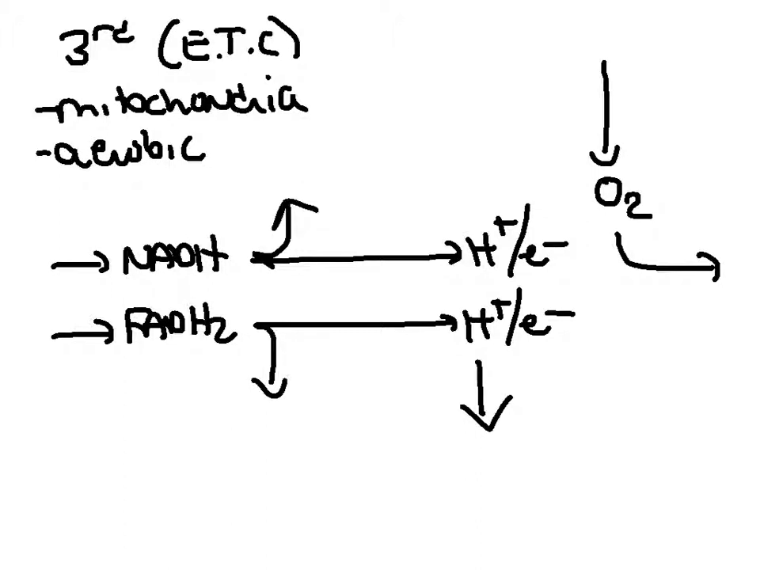The last step in cell respiration is the electron transport chain. The electron transport chain also occurs in the mitochondria and is also an aerobic process, or an aerobic step. The NADH and the FADH2 energy molecules will enter the electron transport chain from the Krebs cycle. They will then each give away their H+ ions and their electrons to become NAD+ and FAD+.